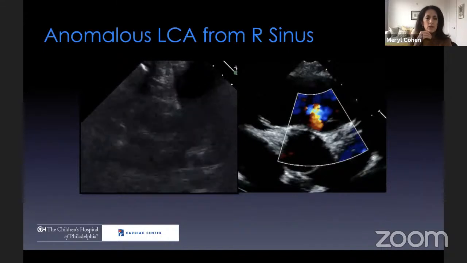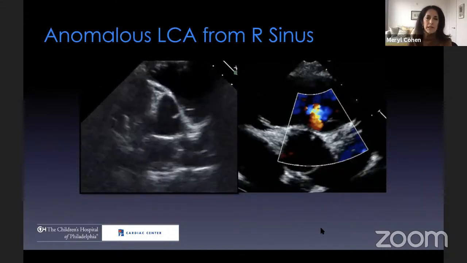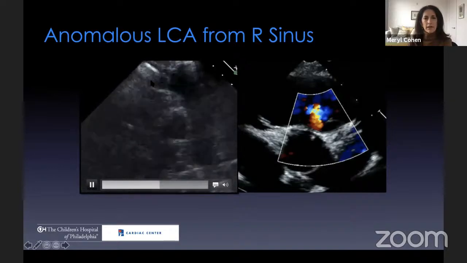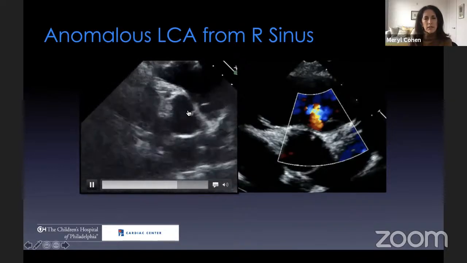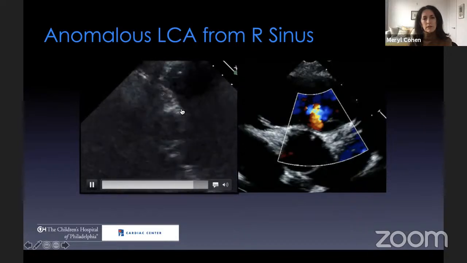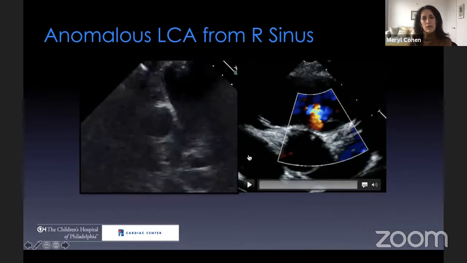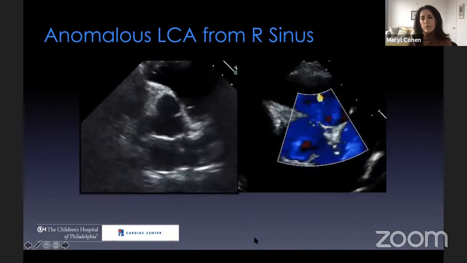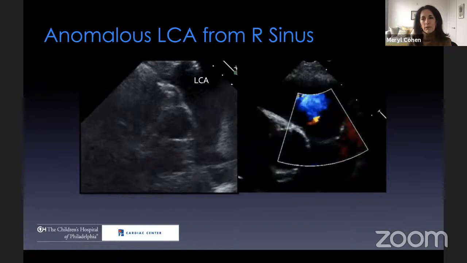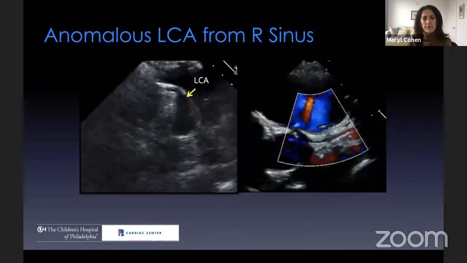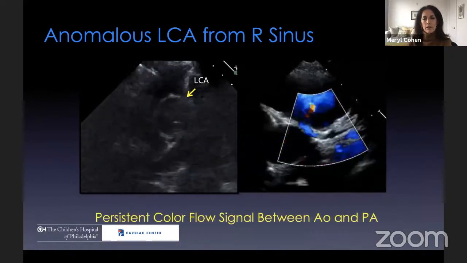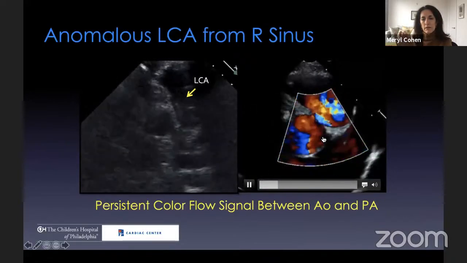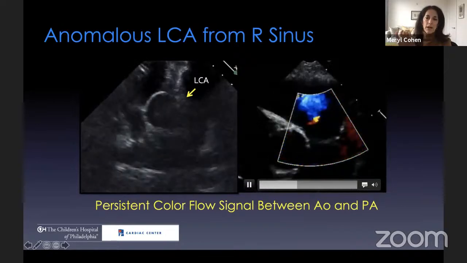But here is an echocardiogram of anomalous left coronary from the right sinus. You can see the right coronary artery arising normally here. And then you see the left coronary artery between the aorta and the pulmonary artery. And this is one of the prominent features by echo that we look for. There's the left. And that is this persistent color signal that we see between the aorta and the pulmonary artery.